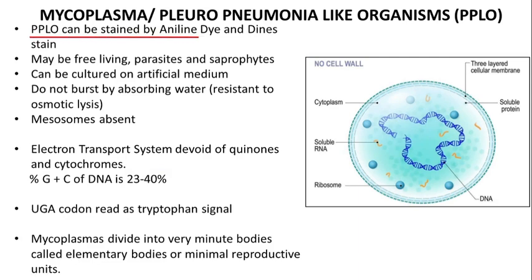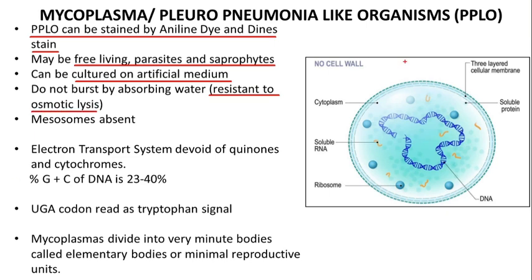PPLO can be stained by aniline dye and Dienes stain. So these are the dyes which are used. They are free-living, parasitic and saprophytes. They can be easily cultured on artificial medium, and they do not absorb water and burst out. That means they are resistant to osmotic lysis.